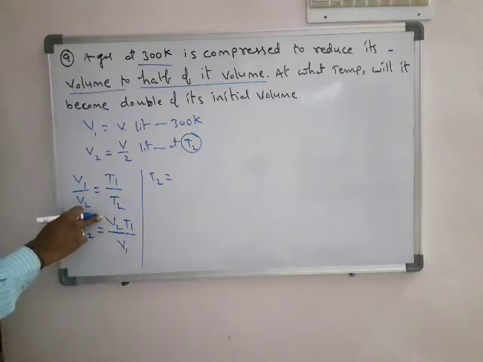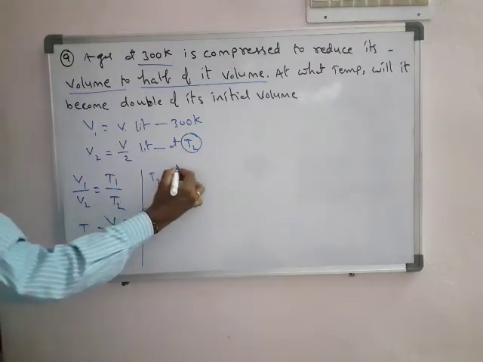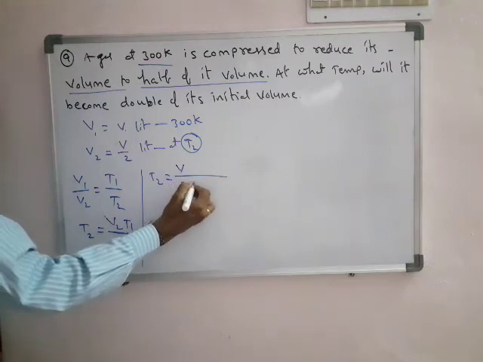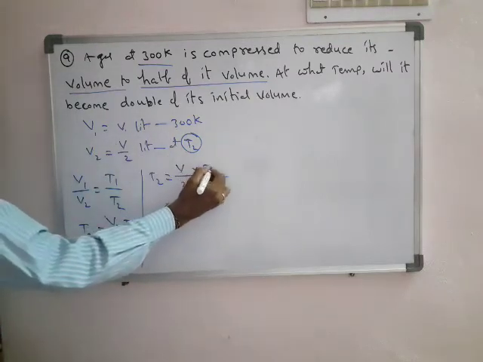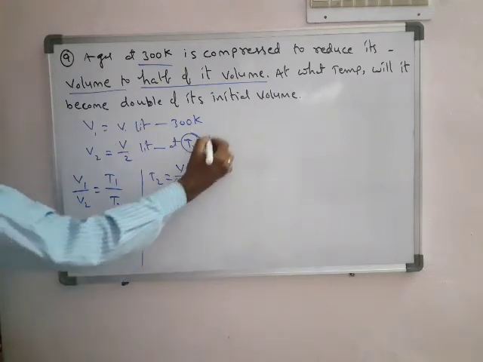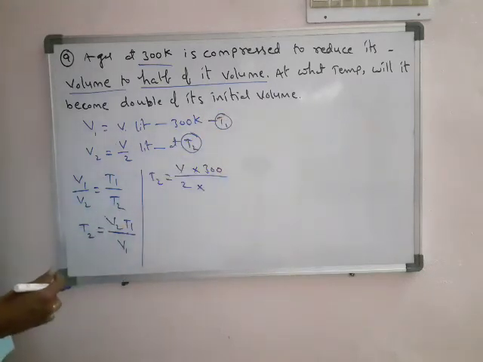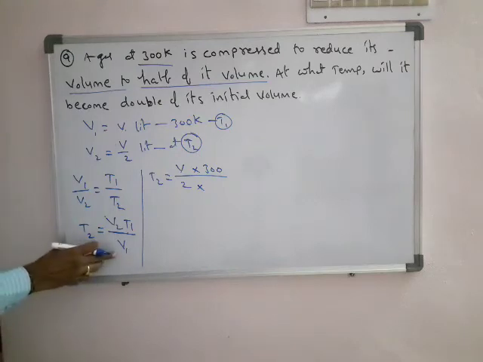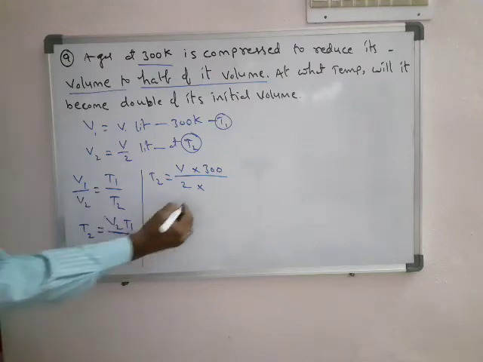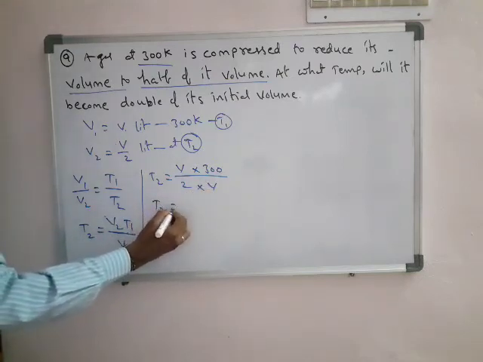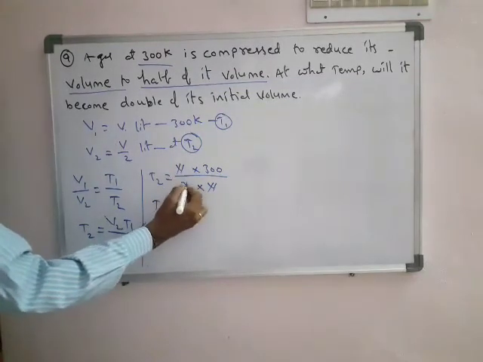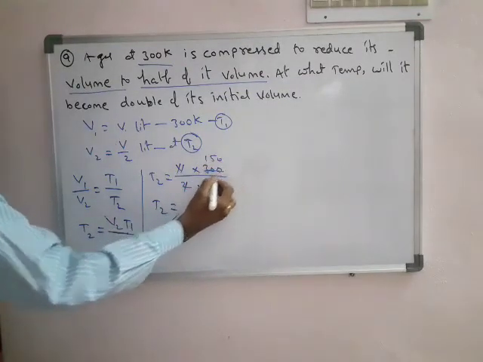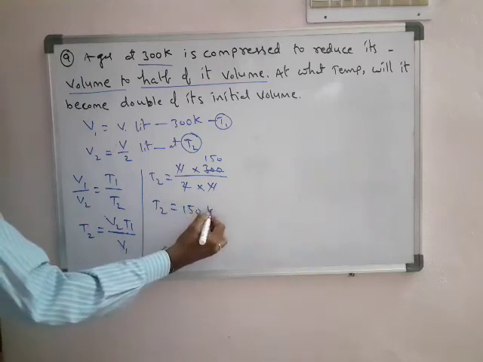What is V2? The final value is V by 2. What is T1? T1 is 300 Kelvin. What is V1? It is V. So T2 finally will be 150 Kelvin.